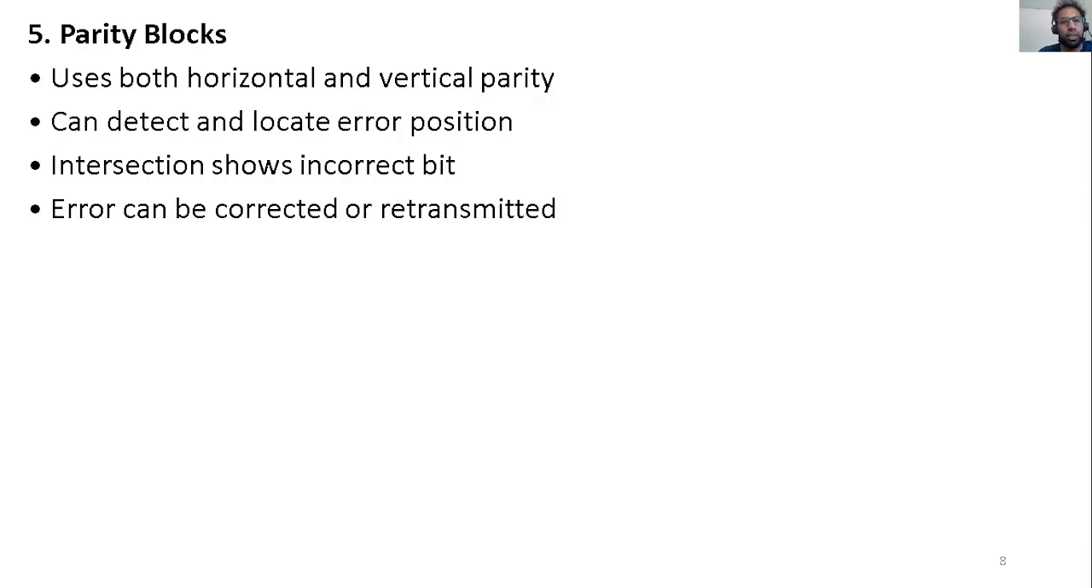We use both horizontal and vertical parity. We detect and locate the error position, that is, which bit has the error, and the intersection shows the incorrect bit, exactly which bit has got changed. The error can then be corrected and retransmitted.